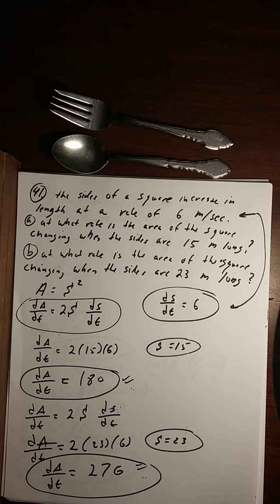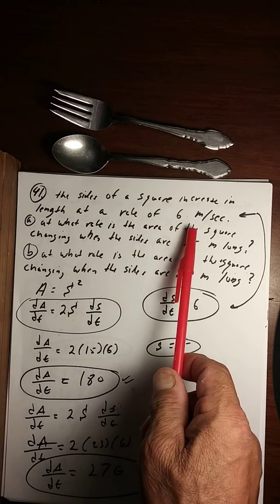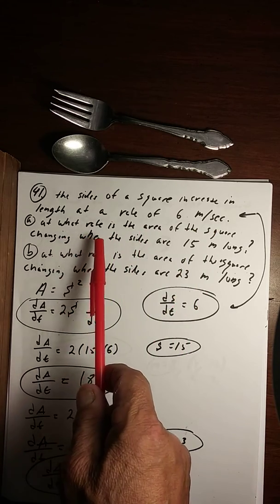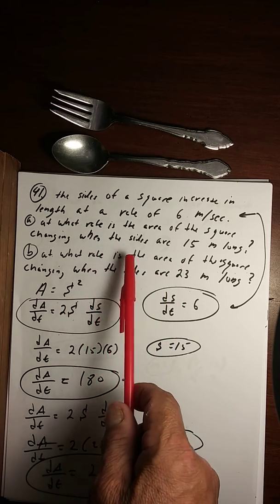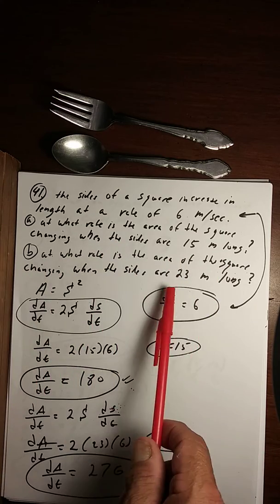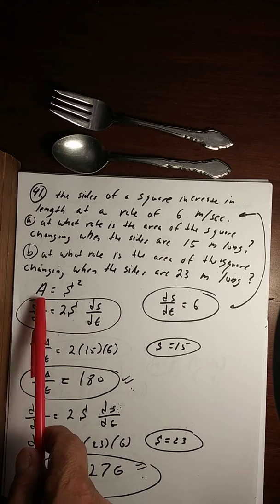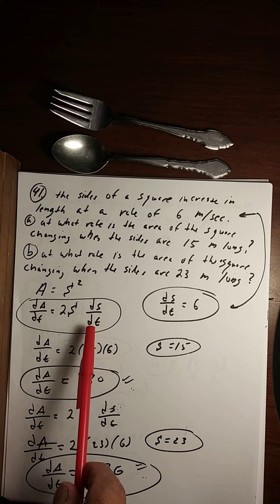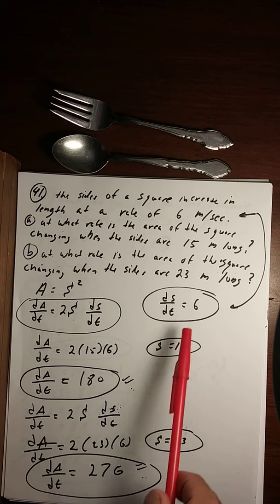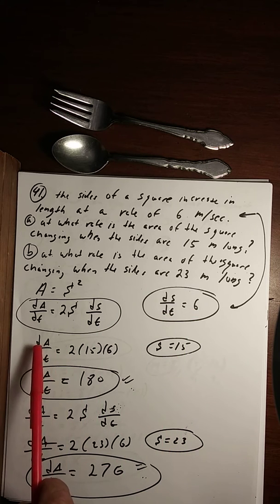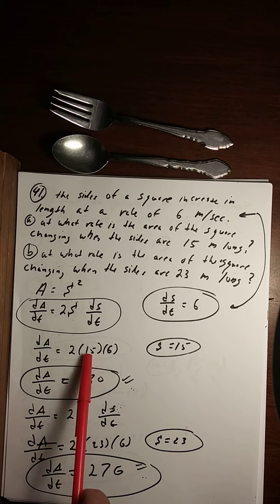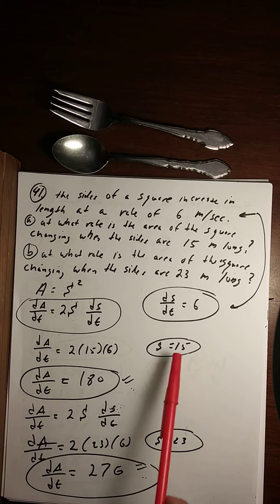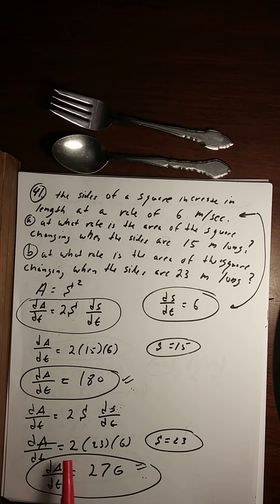The side of a square increases in length at the rate of 6 meters per second. At what rate is the area of the square changing when the sides are 15 meters long and when they are 23 meters long? Alright, so A equals s squared, that's a square. dA/dt equals 2s ds/dt. We know that ds/dt is 6. Try 15 in there. So dA/dt is 2 times 15 times 6, which is 180 for 15. What about when it's 23? dA/dt equals 2 times 23 times 6, which is 276.